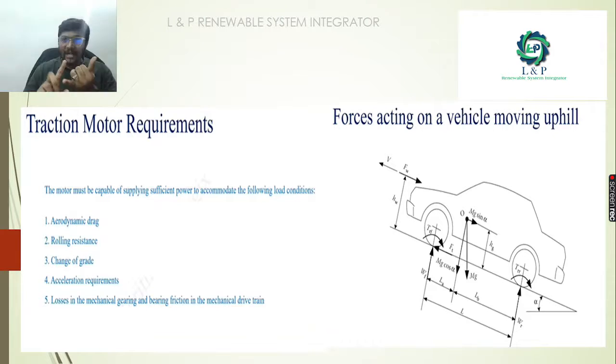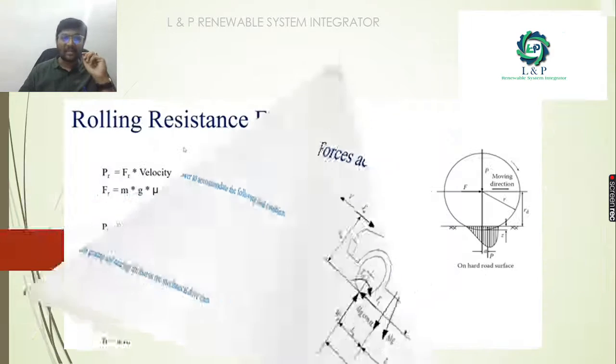Most importantly, in order to calculate the sufficient power for the different load conditions, we need to know the aerodynamic drag, the rolling resistance, the change of grade, and the acceleration requirements, and we also need to know the losses in the mechanical gearings and bearing friction when we are doing the mechanical drivetrain.